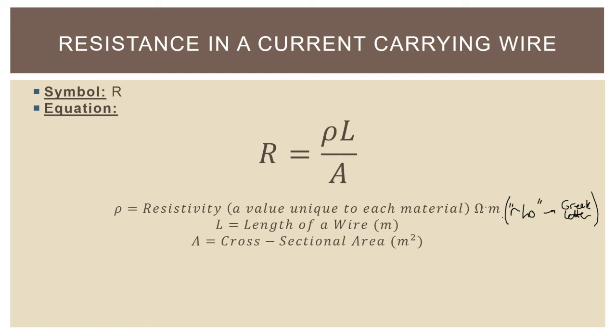And because it's an area, it's measured in units of meters squared. Now notice in this equation, if rho is measured in units of ohm meters, where the symbol for ohm is the Greek letter omega, and we multiply that by meters and then divide by meters squared, it should make sense that the meter squared cancels both of these meters and leaves us behind the unit ohms for the resistance in a wire.